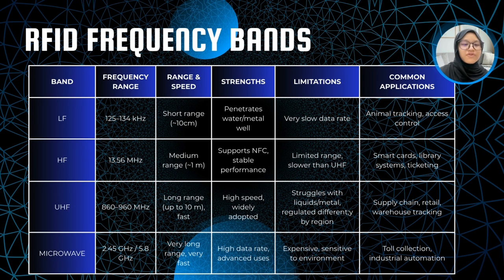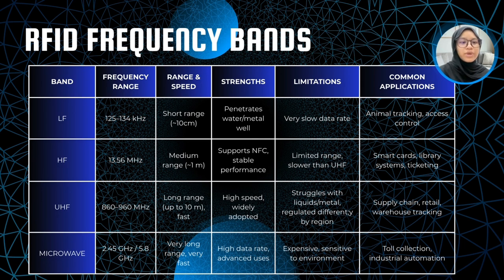Thirdly, UHF, also known as ultra-high frequency. It is the most widely used band for RFID today. It offers long read ranges up to 10 meters and fast data transfer, making it perfect for supply chain management and retail inventory. However, UHF signals do not pass through liquids or metals easily, and the exact frequency range differs by region, for example, the United States versus Europe.